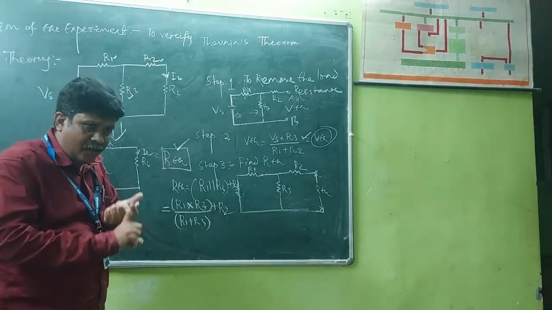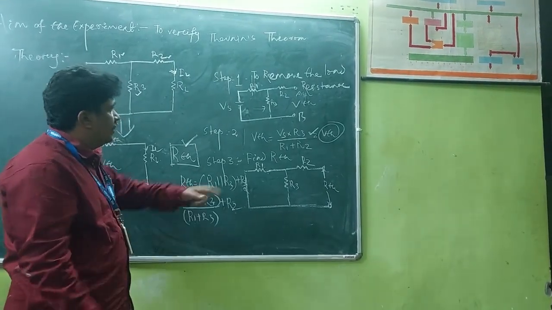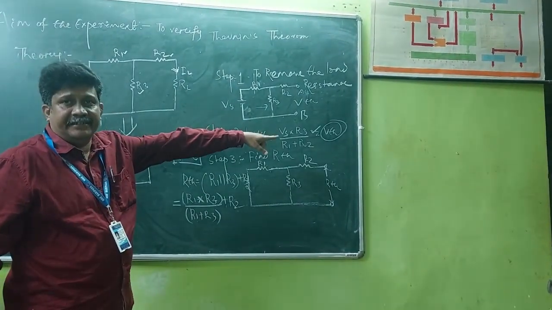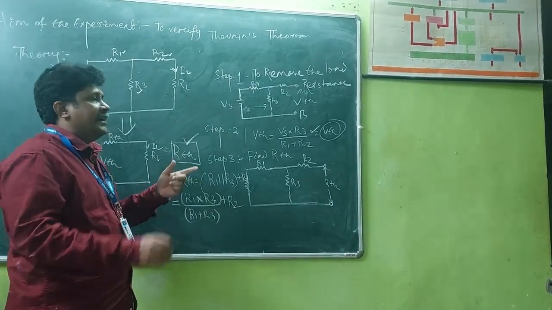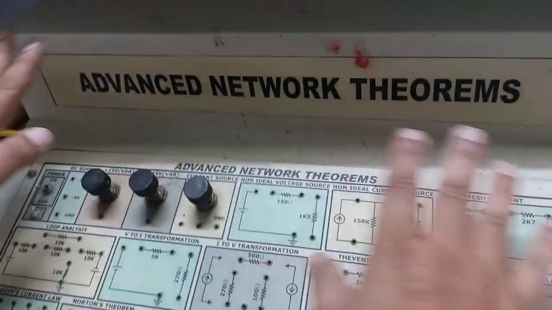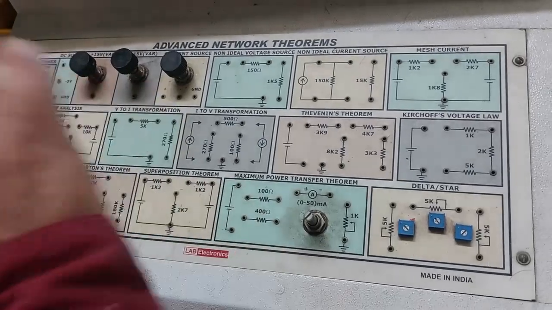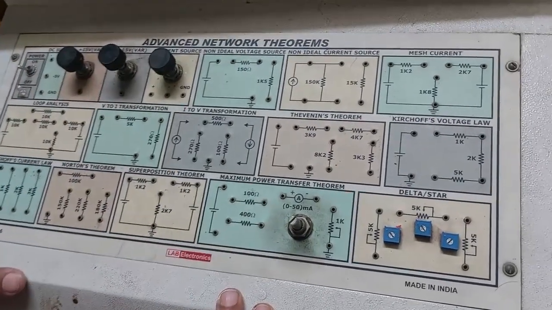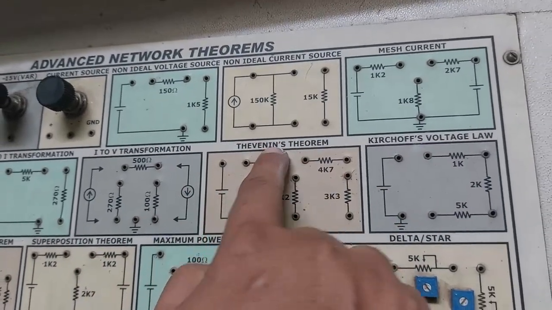Now, three things we have already got. What have we already got? We have got VTH, we have already got RTH, and we know the load resistance. Look, this is our advanced network theorem trainer. What we have to do now? We are going to test or verify Thevenin's theorem. Look, this is your Thevenin's theorem.